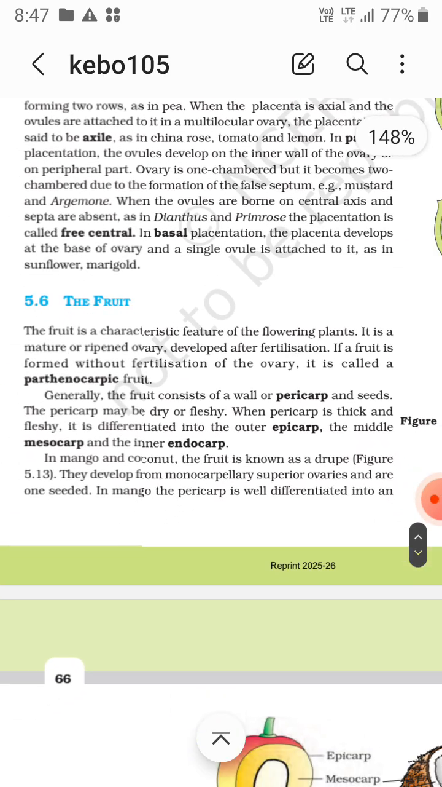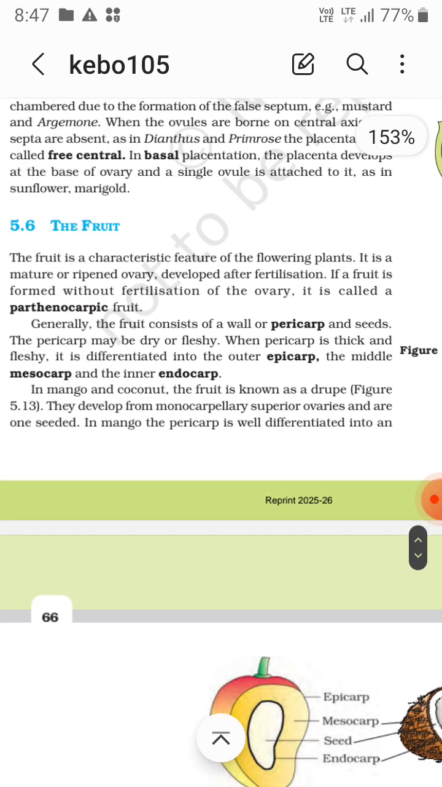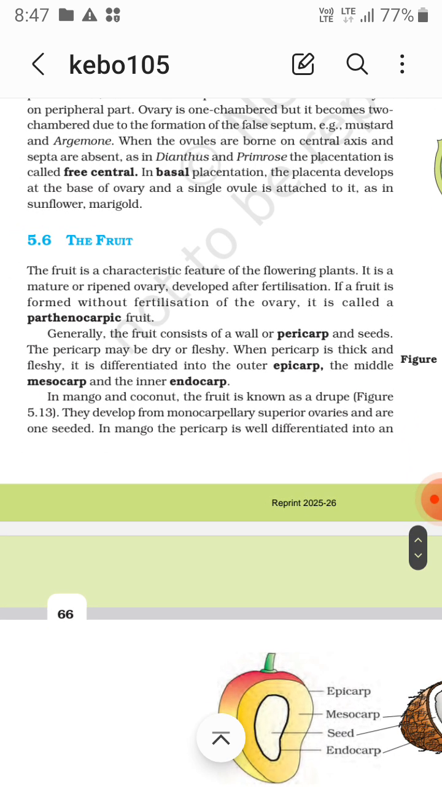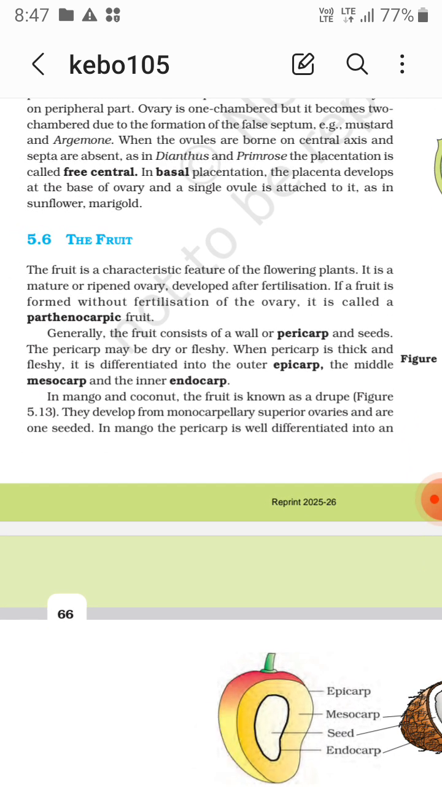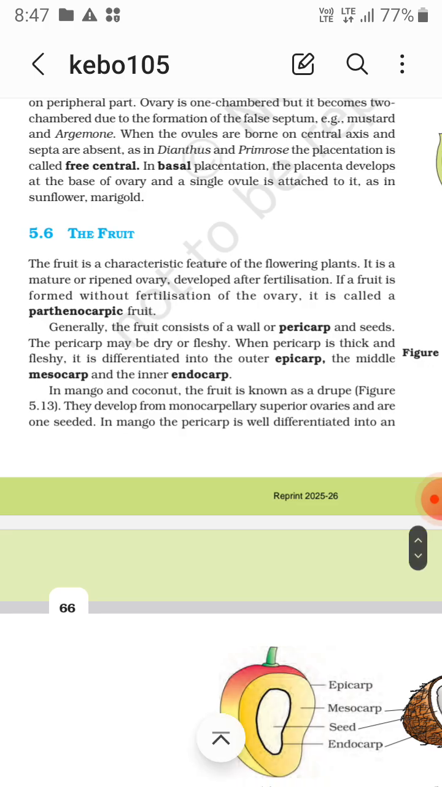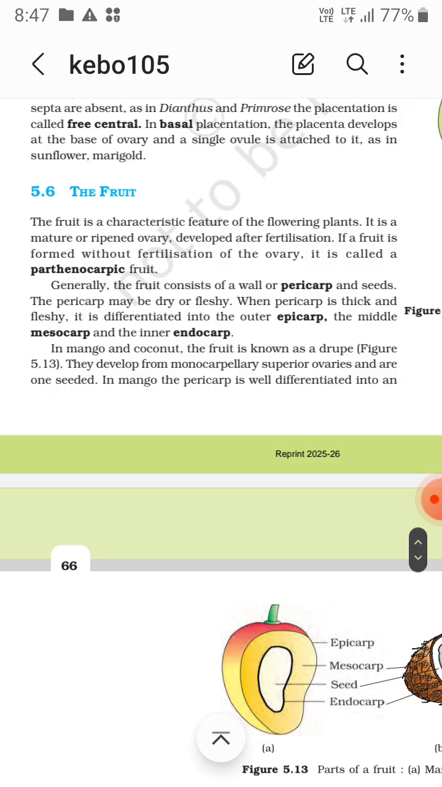Now, the fruit. The fruit is a characteristic feature of the flowering plants. It is a mature or ripened ovary developed after fertilization. If a fruit is formed without fertilization of the ovary, it is called a parthenocarpic fruit. Generally, the fruit consists of a wall or pericarp and seeds.